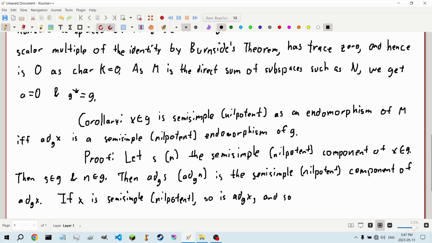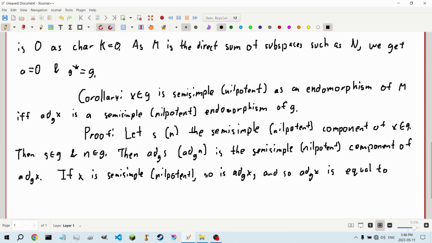And so the adjoint of X equals the adjoint of S, or alternatively the adjoint of N. And so X equals S, or X equals N, since the adjoint representation of G is faithful.